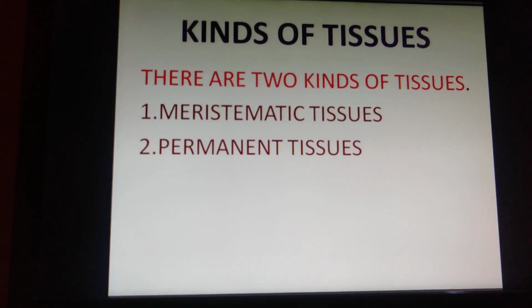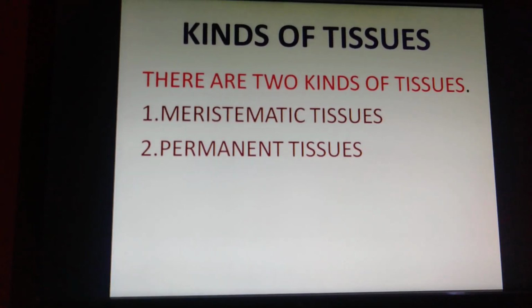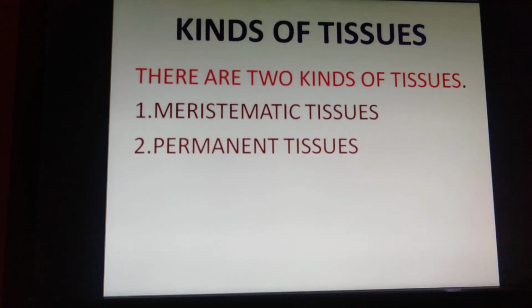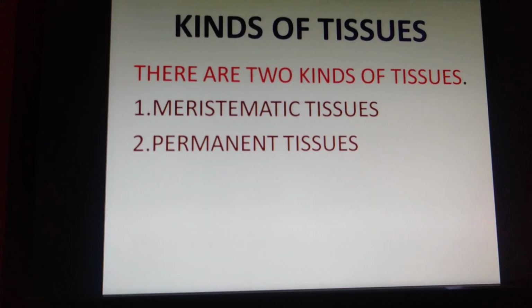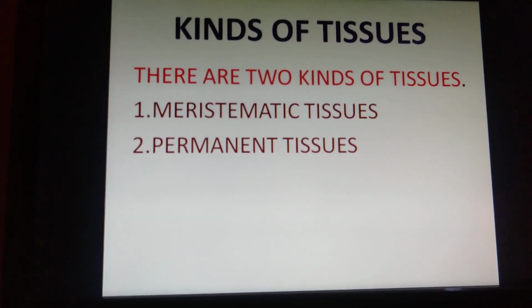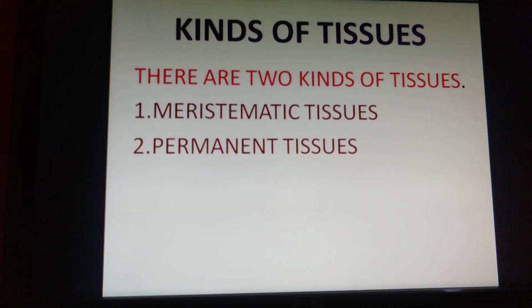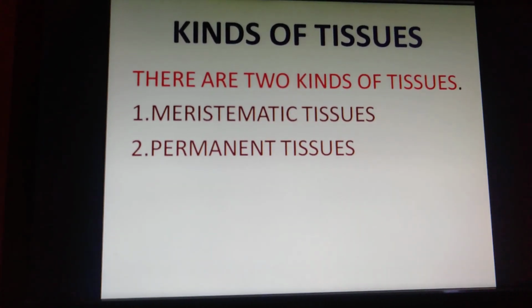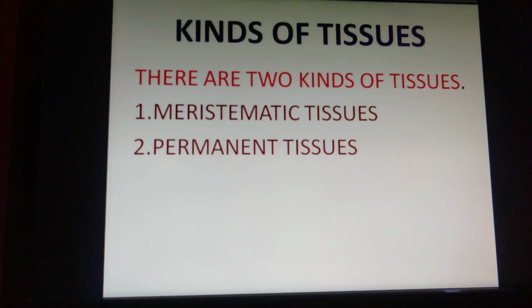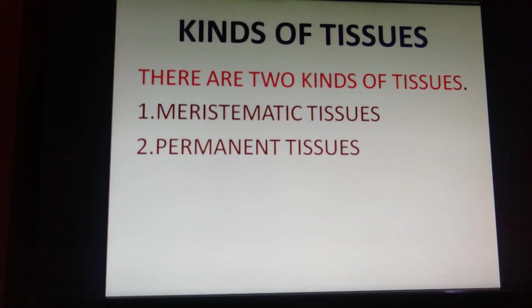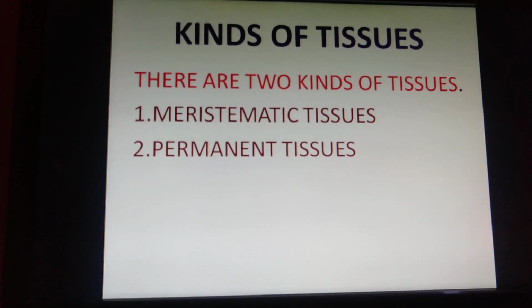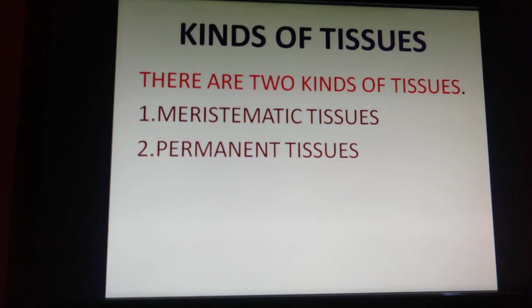So here we are going to discuss the kinds of tissues. There are two kinds of tissues. First one, meristematic tissues. Second one is permanent tissues.